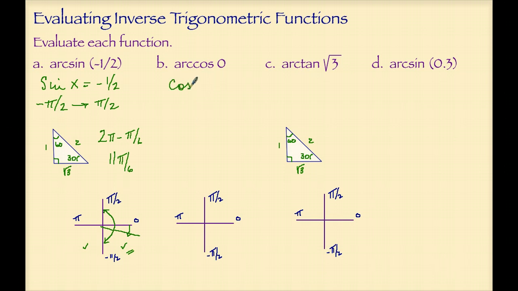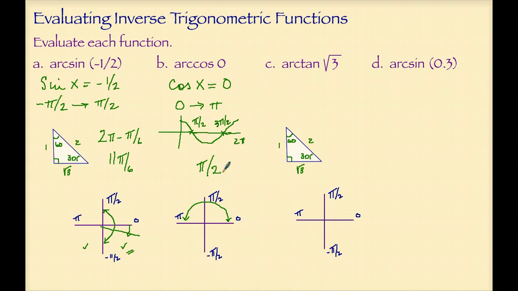Now let's look for arc cosine of 0. Again, that's asking this question: cosine of what angle is equal to 0? And what is the range of arc cosine? From 0 to pi. So I'm not going to use a triangle here. I'm going to look at the cosine graph to determine where cosine is 0. From 0 to 2 pi, it's 0 in 2 places, at pi over 2 and at 3 pi over 2. But remember, arc cosine is defined only from 0 to pi. So out of those two options, I know that pi over 2 is my answer.